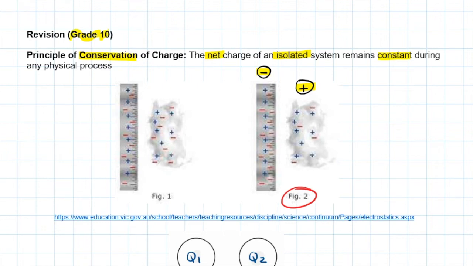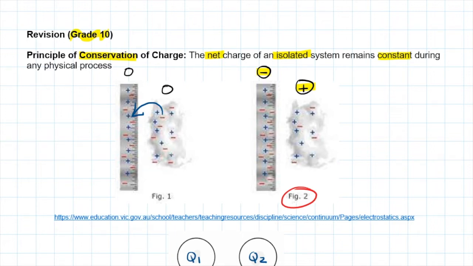Now, in order for these objects to obtain their charges, we didn't simply create extra electrons or extra protons. Instead, in the beginning, there was an exchange of electrons. We start off with the ruler that has a neutral charge, and the cloth also has no charge. We then rub the ruler with the cloth, and there's going to be a transfer of electrons. The cloth, which becomes positively charged, loses electrons to the ruler, and the ruler gains electrons.